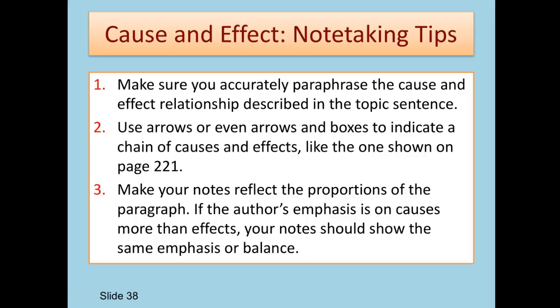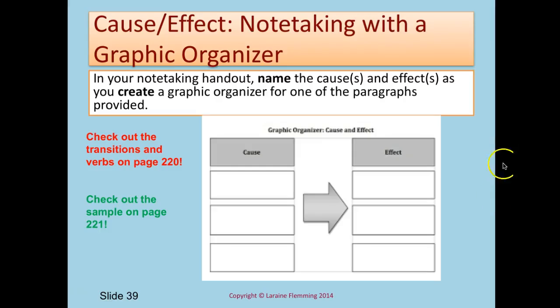Make sure that your notes reflect the proportions of the paragraph. So if the author really emphasizes a lot of causes more than the effects, your notes should also show this type of proportion or balance. One of the easiest ways to take notes for the cause and effect pattern is to create a graphic organizer. If you take a look at the verbs on page 220, you'll see some that are very commonly used, and then you'll also see another chart that lists the transitions that you might also consider using as well.